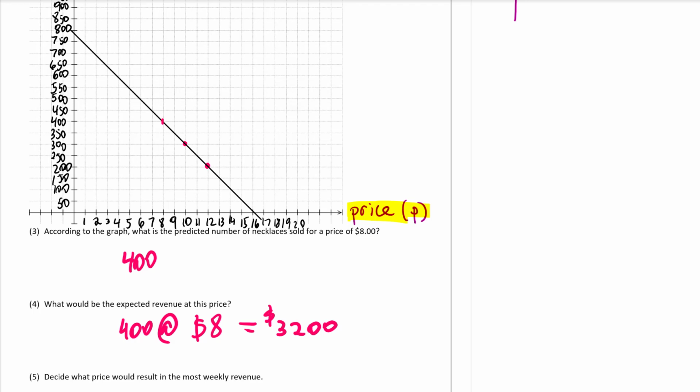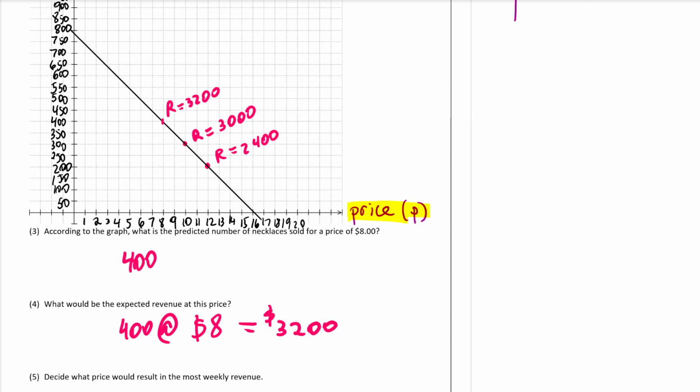From 10 it was 3,000, so 8 is even more revenue. We can even write those numbers right here. So we got the revenue here, 3,200. We got revenue right here that was, so 10, so 3,000, and then at the 12 it was 2,400. All right, so these are our revenues. So we just multiply price by the number of necklaces sold.